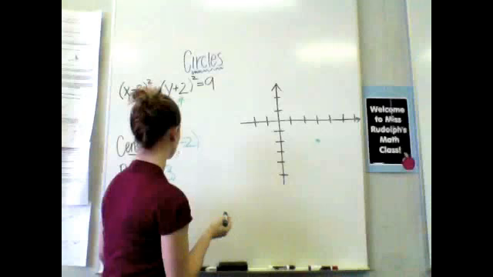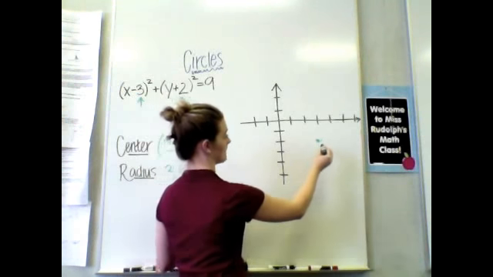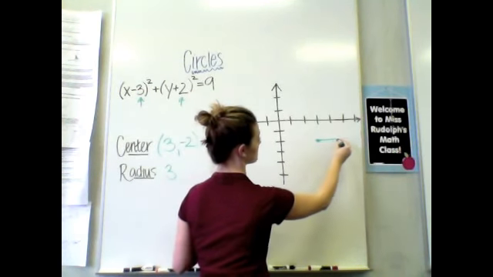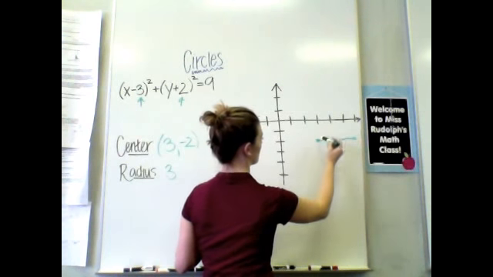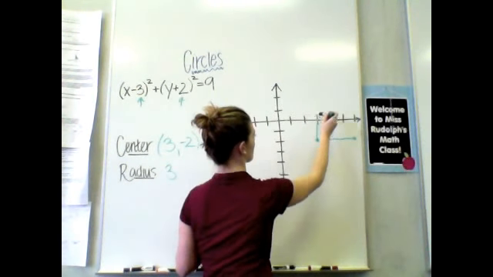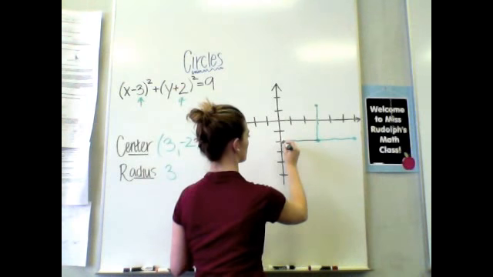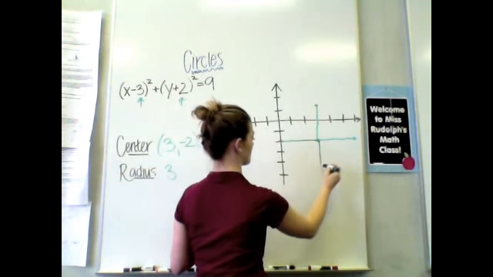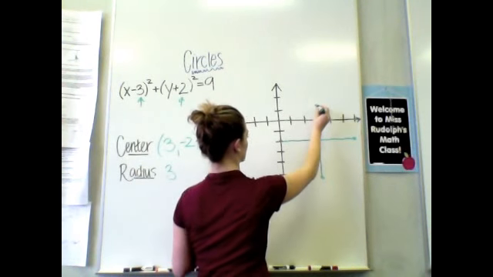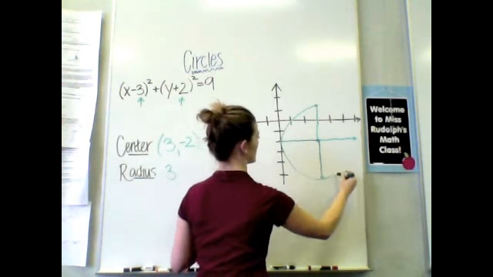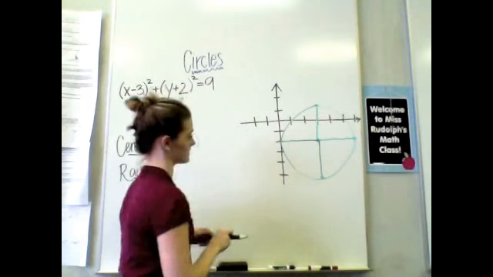So now the strategy is that for the radius, I'm going to go out to the right 3: 1, 2, 3. I'm going to go up 3. I'm going to go to the left 3. And I'm going to go down 3. And now I'm just going to connect my dots. Once again, it does not have to be the most beautiful circle you've ever seen.